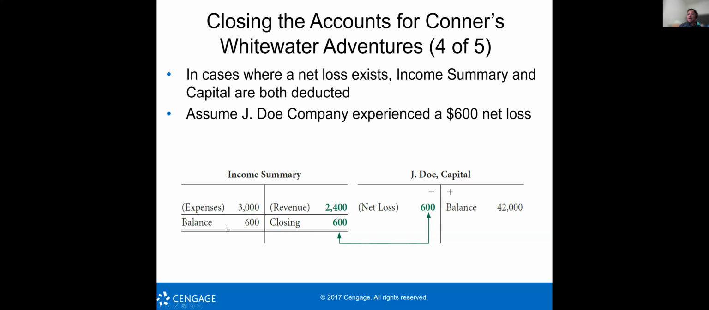So the 600 balance here was a net loss because expenses are higher than revenue, or revenue is less than your expenses. So your operations incurred a net loss of 600. So you're debiting here your capital, thus reducing it from the original balance of 42,000. So net loss reduces your capital account.